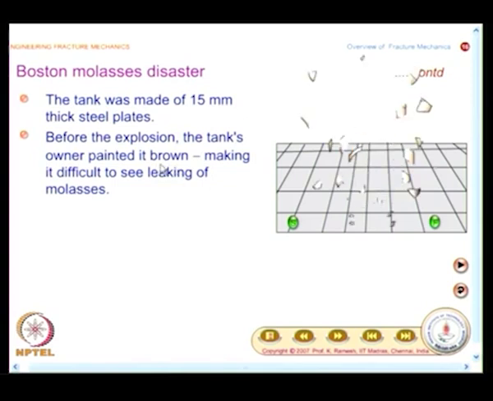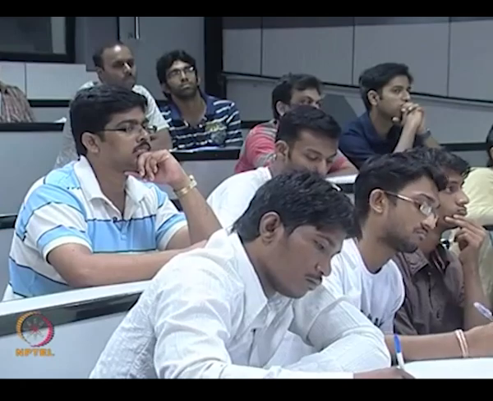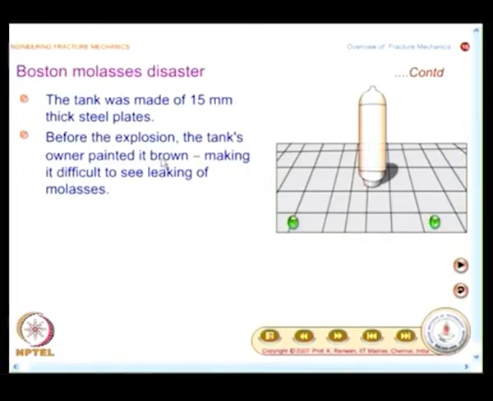When you look at the failure analysis, people want to find out what kind of mistakes could have happened. What is the color of molasses? Molasses is brown. Without knowing that, the owner of the tank painted it brown. The result is, even if there is a leak, it will be very difficult to spot there is a leak in the tank, and the tank is so huge, you cannot view it unless you have a contrast in color.